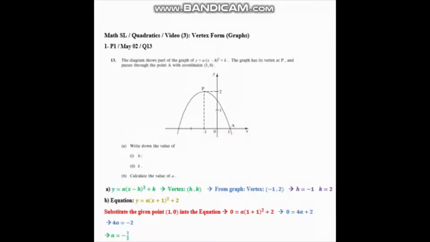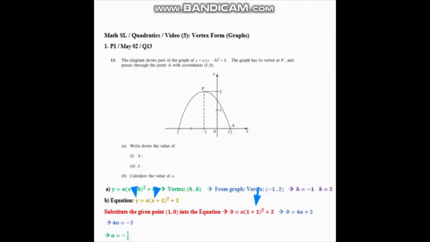And bear in mind, of course, that I have replaced the h and the k in the standard vertex form with negative 1 and 2. So x minus negative 1 gave me x plus 1. And of course k equals 2, so I've just placed 2 instead of k right there. So all that remains is to plug 1 for x and 0 for y. Hence, this is the equation I obtain.